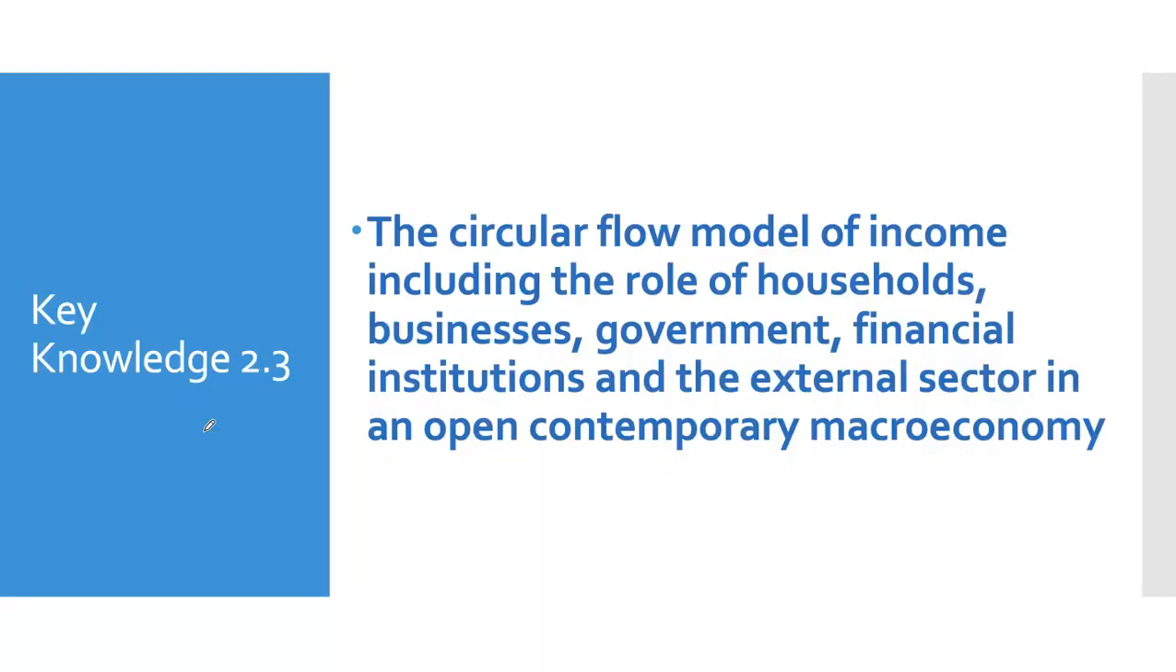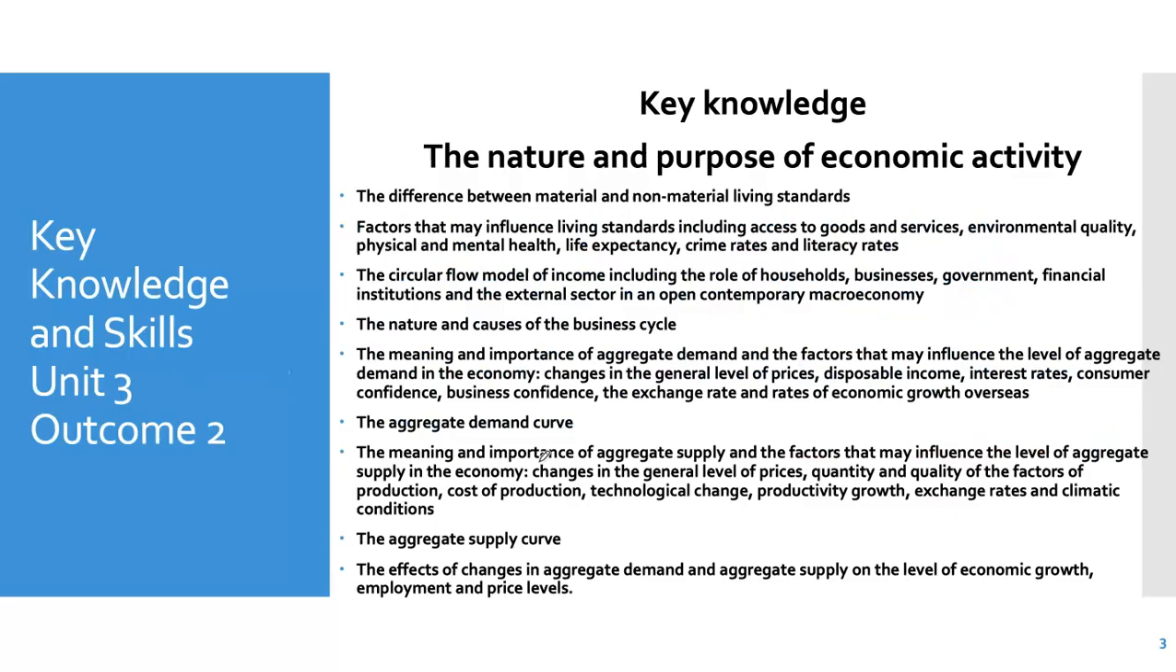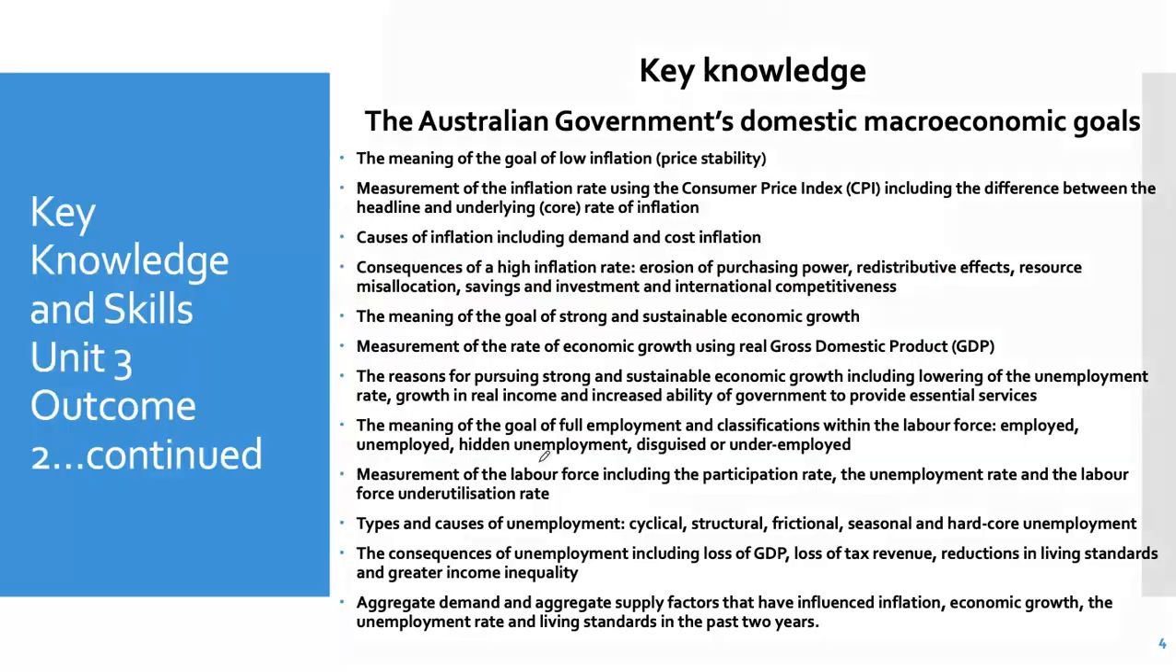By the end of this video, I hope that you really understand what we mean by the circular flow model of income, which is a relatively complex model which shows the flow of income through households, businesses, government, financial institutions, and the external sector. It's essentially an understanding of how income flows through a contemporary macroeconomy. This is our third key knowledge point for Outcome 2, and let's get started.